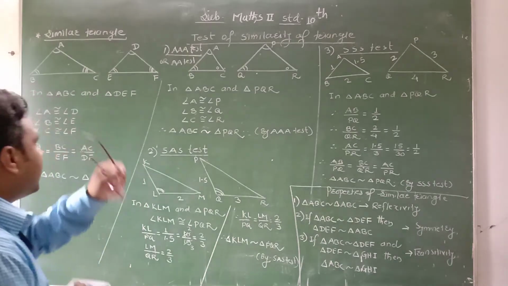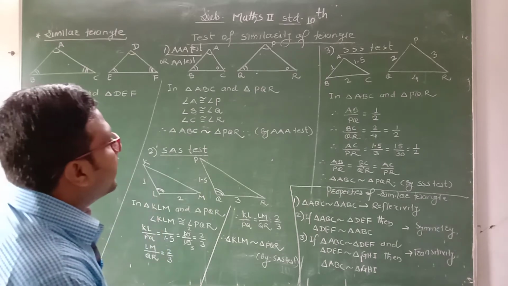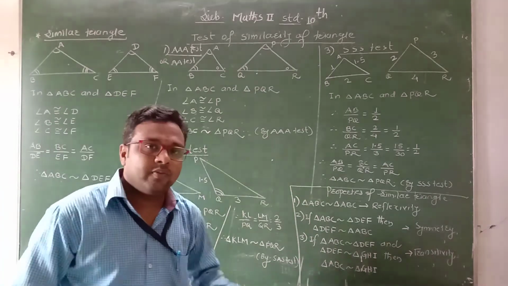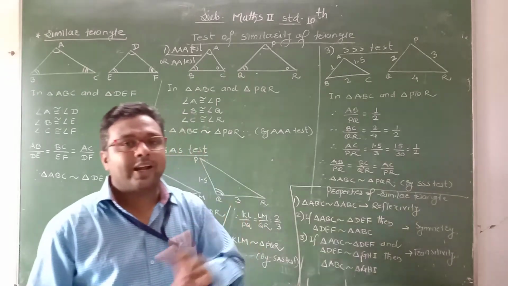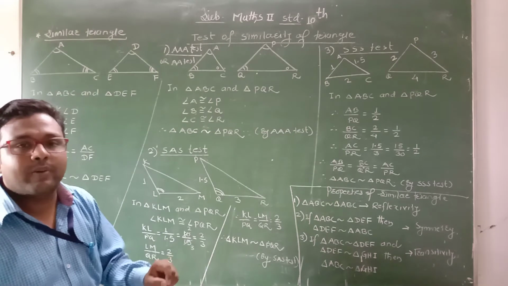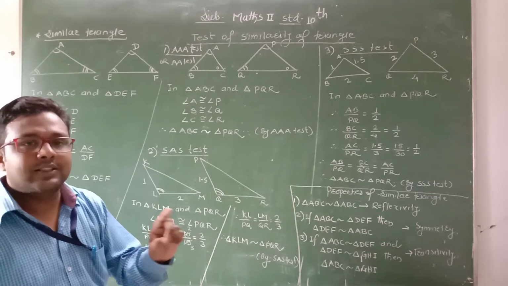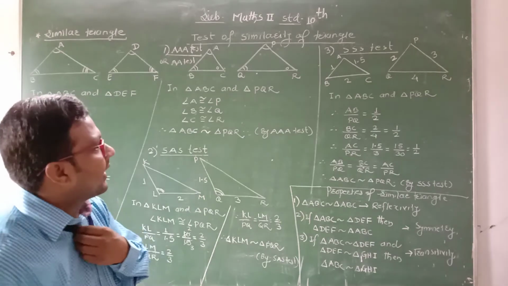This is the SSS test. That is the side test. Okay. From that we understand when the ratio of three corresponding sides of two triangles are in proportion, then these two triangles are similar by which test? Side test, or SSS test, for the similarity of the triangle.